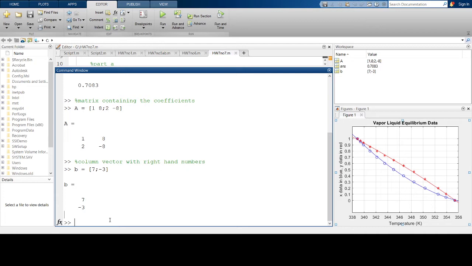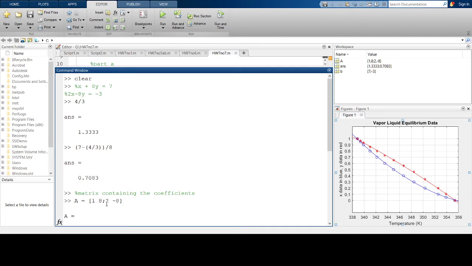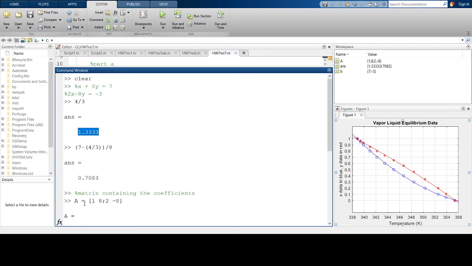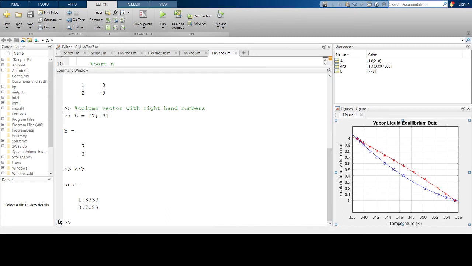Now in order to solve this, I'm just going to type A backslash B, and you should get the numbers here. The first number corresponds to x, the second number corresponds to y, and this is the solution for this system of equations. Let's check if they match what we got. Yes, 1.33 and 0.708, it does match. So this is the approach we're going to use. Let's do the same thing for part B.